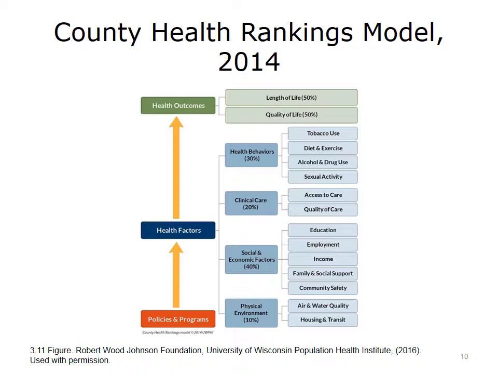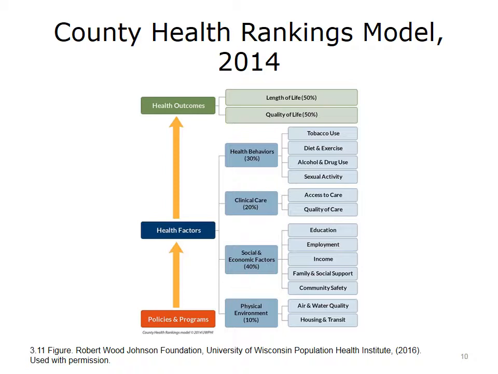Physical environment factors account for 10% of health outcomes and include environmental quality, the quality of the water, the quality of the air, the built environment. In other words, are there walkways? Are there pathways where we can achieve our physical activity goals? Social and economic factors represent the biggest input or biggest contribution to health outcomes at 40%. These factors include education, employment, income, family and social support, and community safety factors.